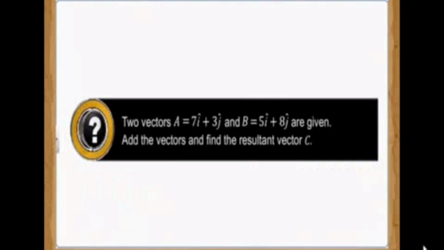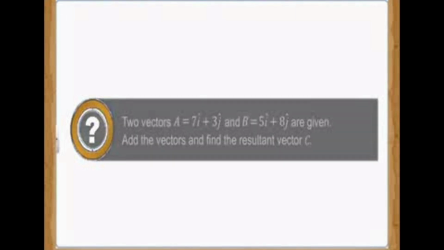So it's a method of calculating the tan y. For an example, you can do that one calculation. A equal to 7i plus 3j, b equal to 5i plus 8j. So you can add the two vectors. Now you can see how to add the two vectors.